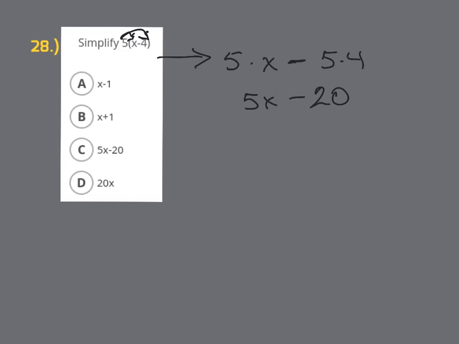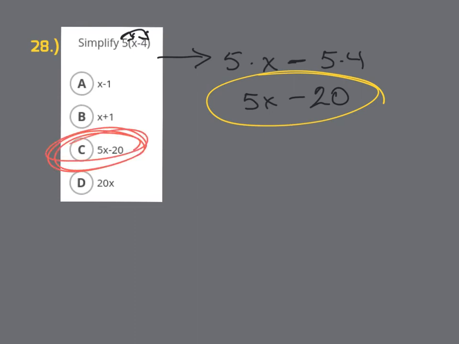Mrs. De Silva, I have to do something to it, it just doesn't look right. Oh, yes, it does, it is perfect, that is the answer. Which one of these, do I have a 5x minus 20? Yes, I do, there it is. Next.